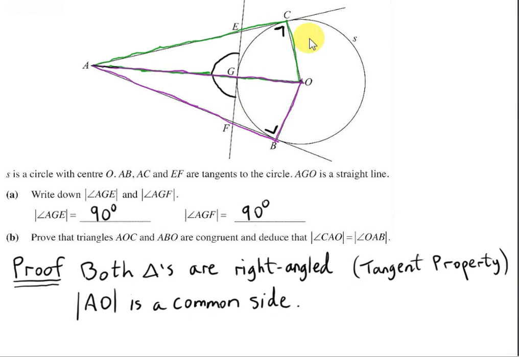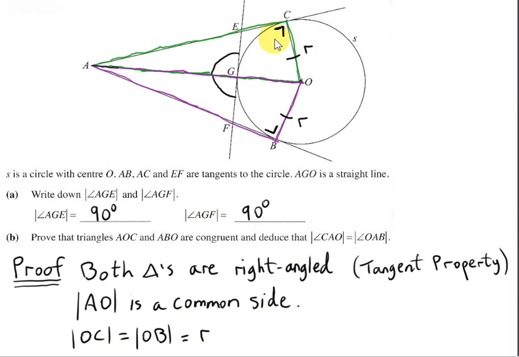Now, we also have that the distance of O to C is the radius of the circle. We can call it R. But that's the same as the distance of O to B. O to B is another radius. So we have another side that's the same. Distance of O to C equals the distance of O to B. Just put equals R. So we have two sides and an angle that are the same.